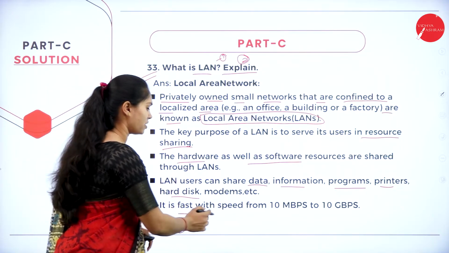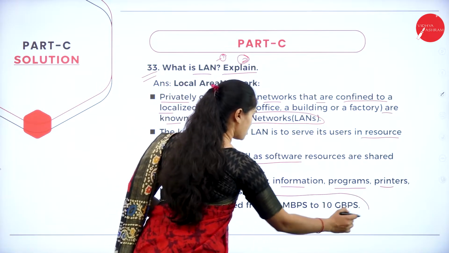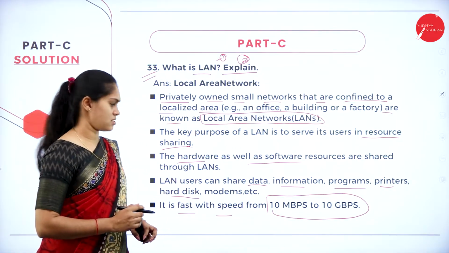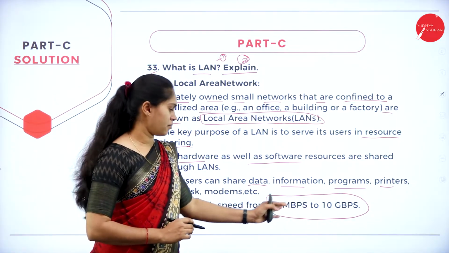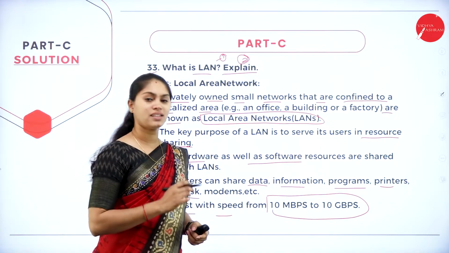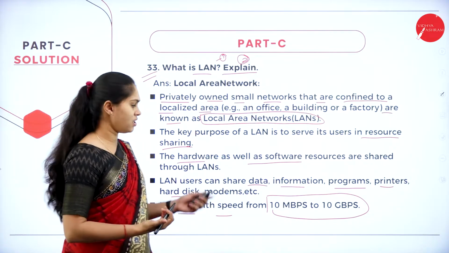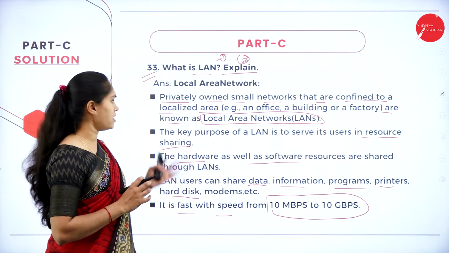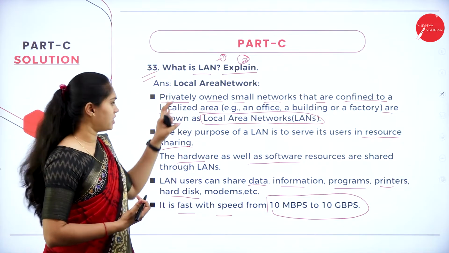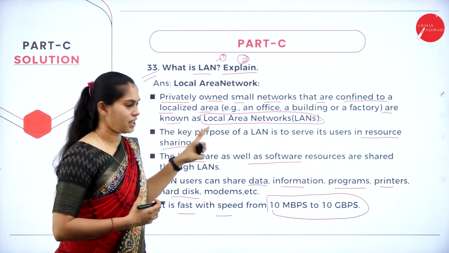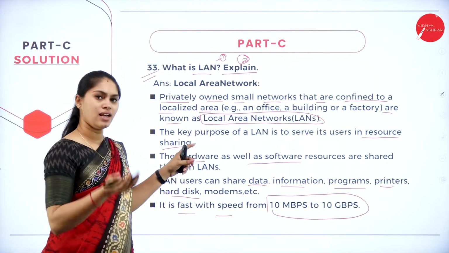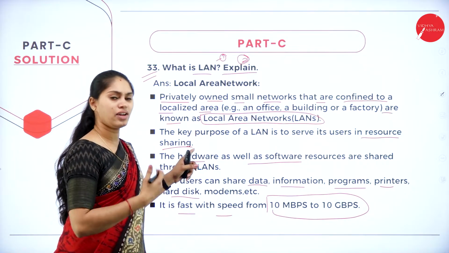It will be fast, with a speed from 10 Mbps up to 10 Gbps, that is 10 megabits per second up to 10 gigabits per second. So this is how this LAN is configured. That was the definition of LAN, and it is mainly used for the purpose of resource sharing. Resources can be either hardware or software.